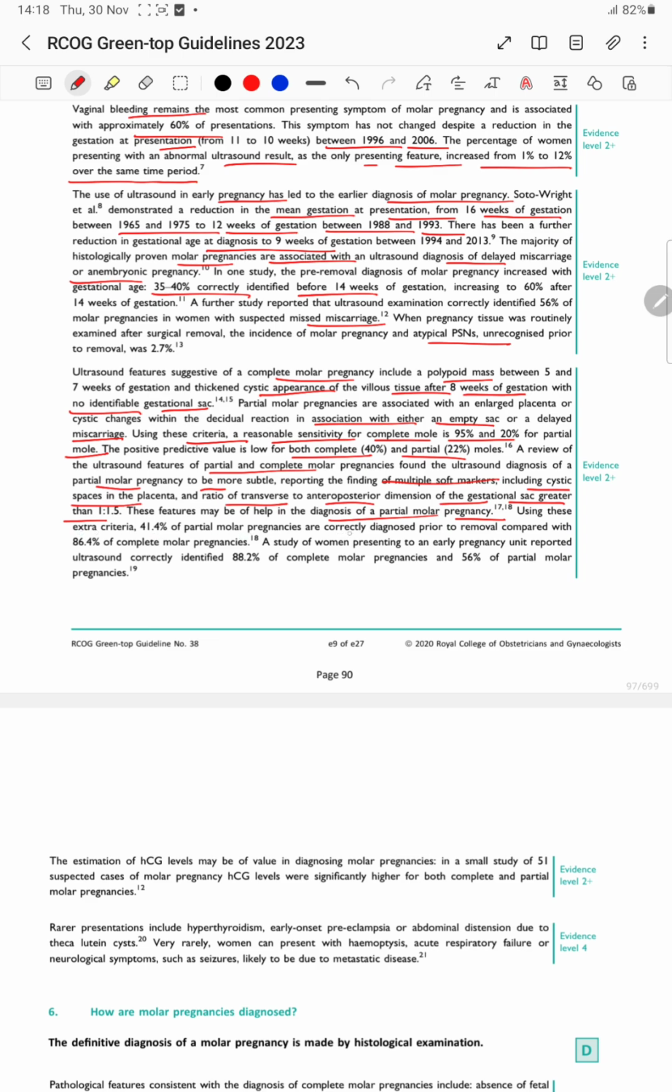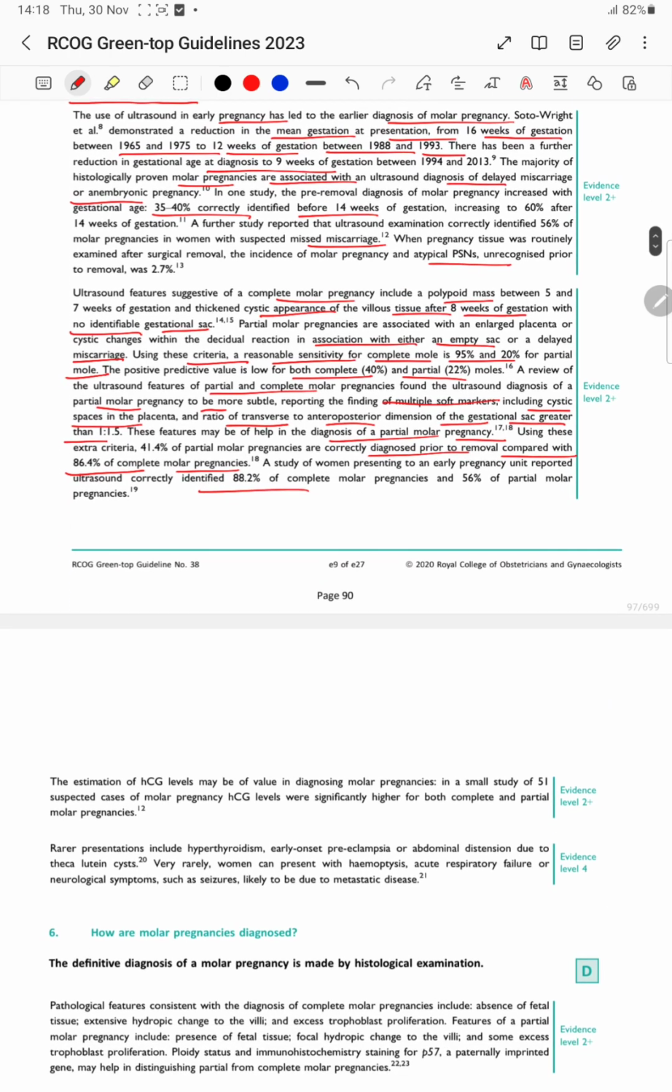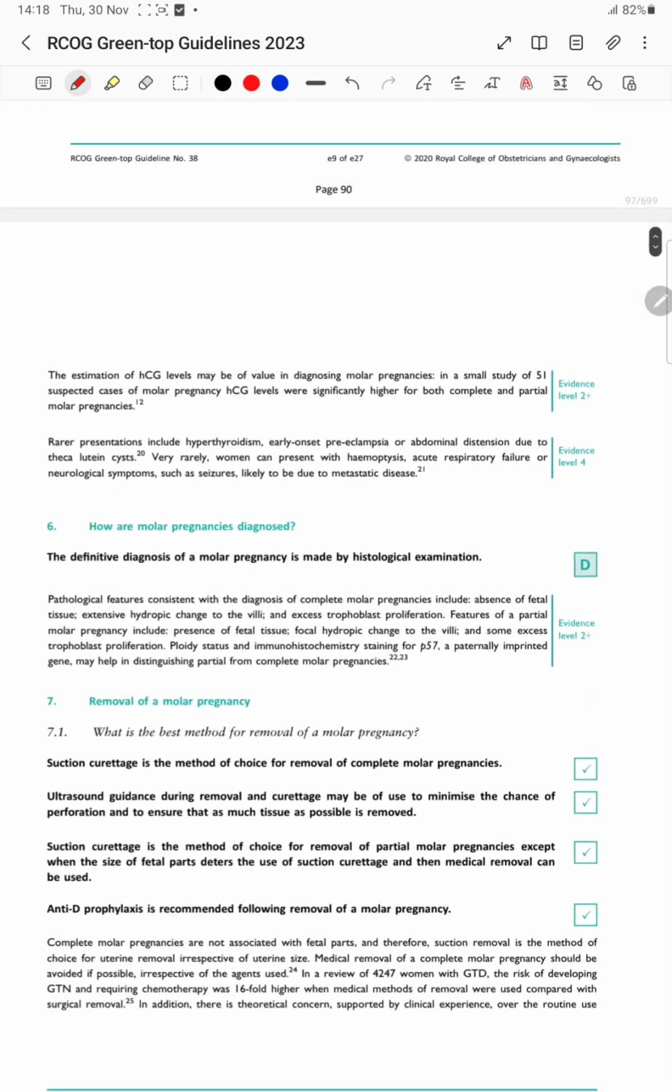41.4% of partial molar pregnancies are correctly diagnosed prior to removal, compared with 86.4% of complete molar pregnancies. A study of women presenting to an early pregnancy unit reported that ultrasonography correctly identified 88.2% of complete molar pregnancies and 56% of partial molar pregnancies.